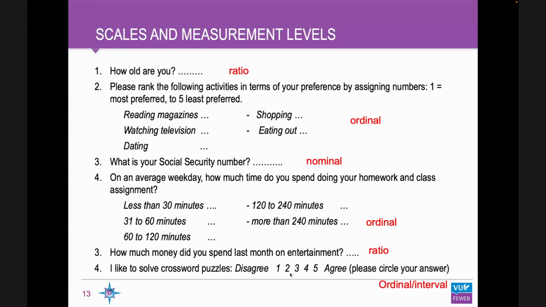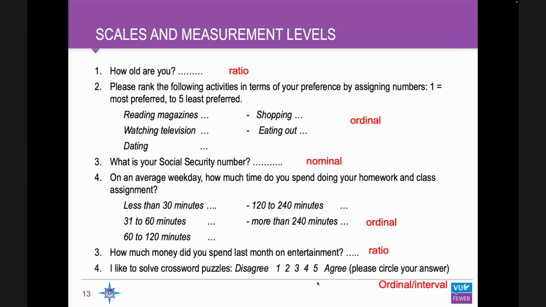I hope that makes sense: you have an odd number of options and the middle option represents neutrality. So 1 is completely disagree, 2 is disagree, 3 is neutral, 4 is agree, 5 is completely agree. Then we can say that the differences between the numbers are equidistant. We still don't have an absolute zero in this case. We don't have a zero, actually. So we can say that this is interval.